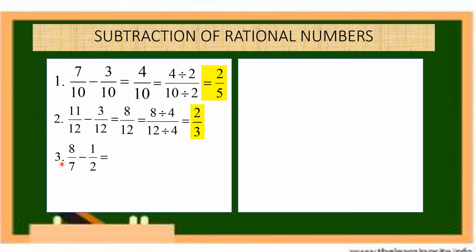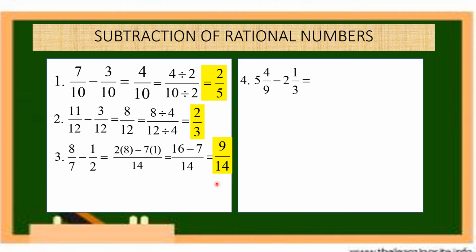We are in problem number 3. We have different denominators. Our LCD is 14. 14 divided by 7 is 2 to be multiplied by 8. 2 times 8. 14 divided by 2 is 7 to be multiplied by 1. 7 times 1. 2 times 8 is 16. 7 times 1 is 7. So we have 16 minus 7 over 14. 16 minus 7 is 9 over 14.